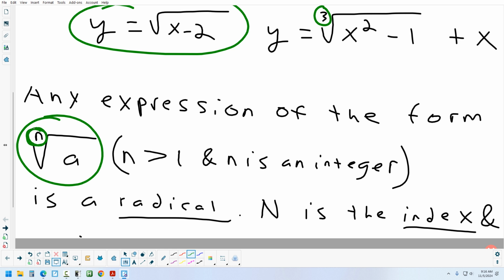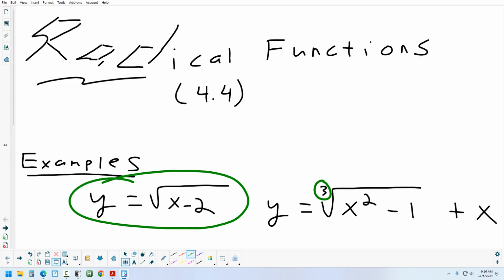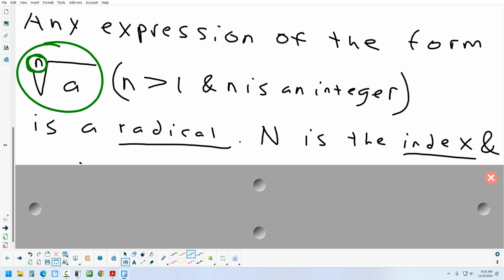So if you see a 3 in the spot for the index, that means it's a cube root. If you see a 5, it's a fifth root. If you don't see a number at all, I'm going to talk about that in a second, but that's a square root. So whenever we don't see an index, it's always assumed to be a 2.